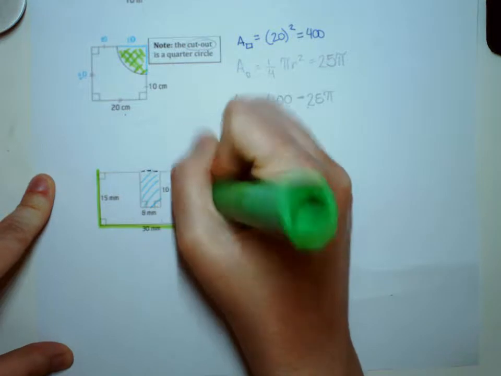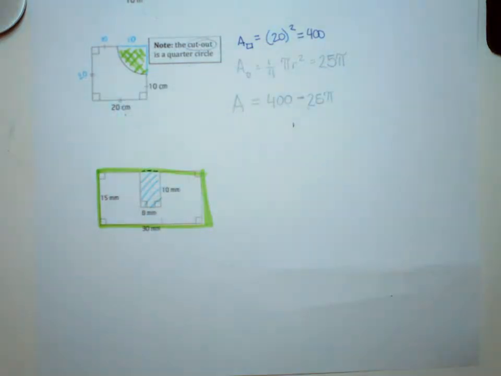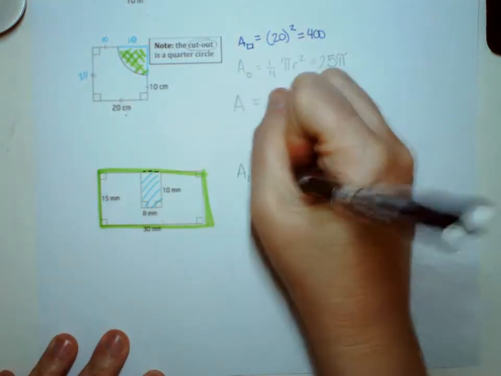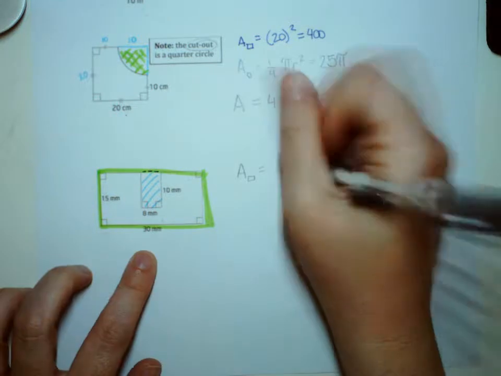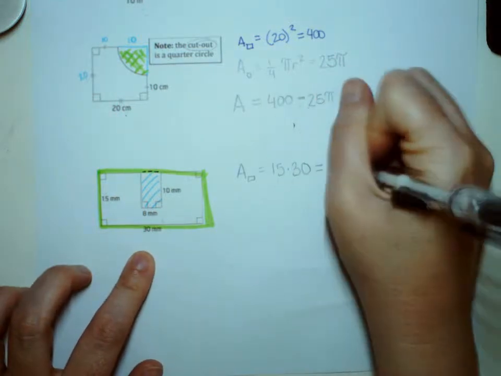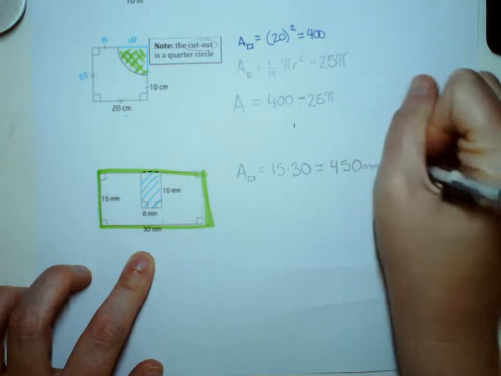Okay, so what is the big shape? The big shape is a rectangle. How do you find the area of a rectangle? It's just base times height. So that's going to be 15 times 30, which gives me 450 millimeters squared.